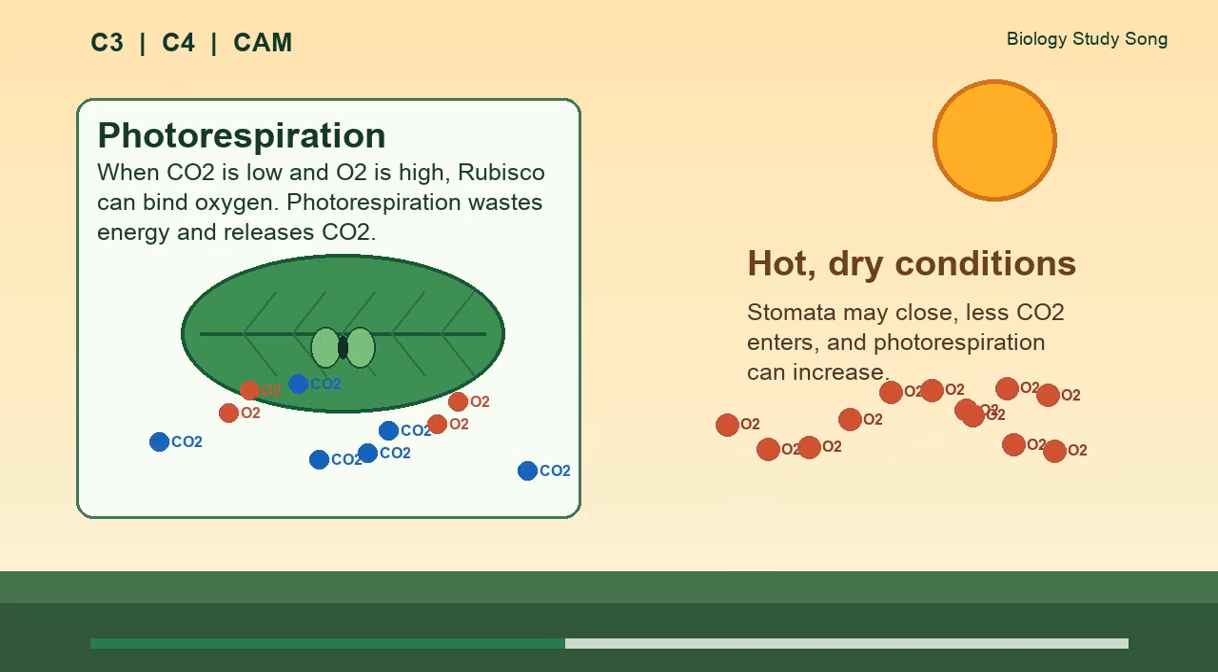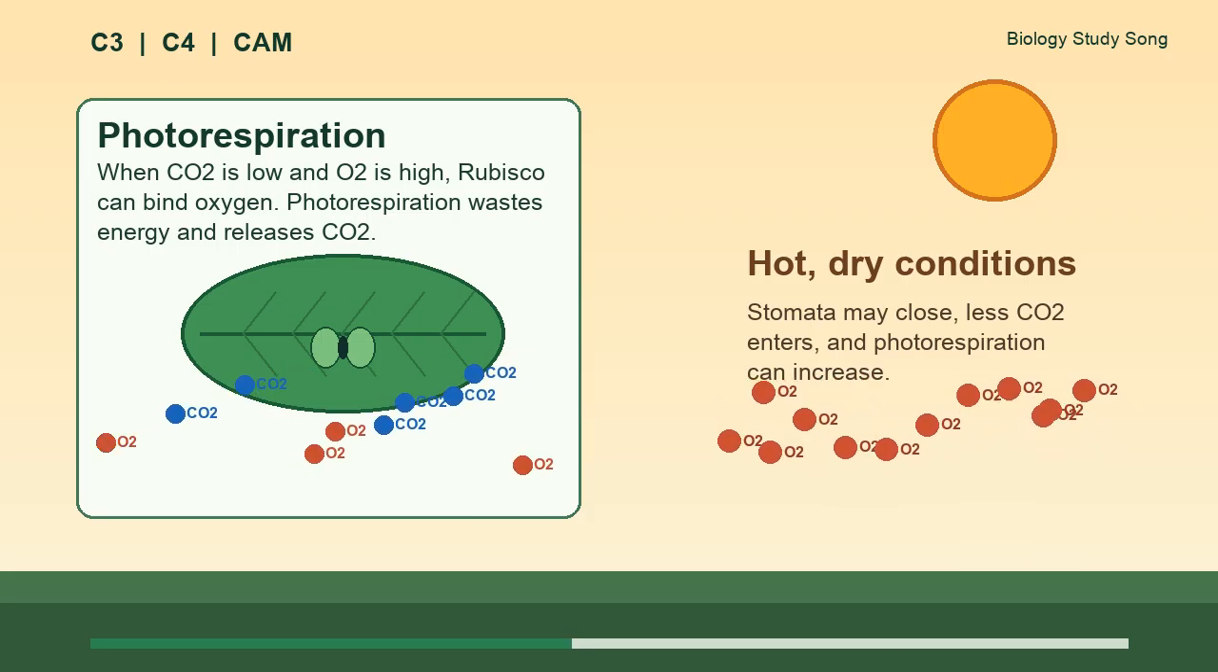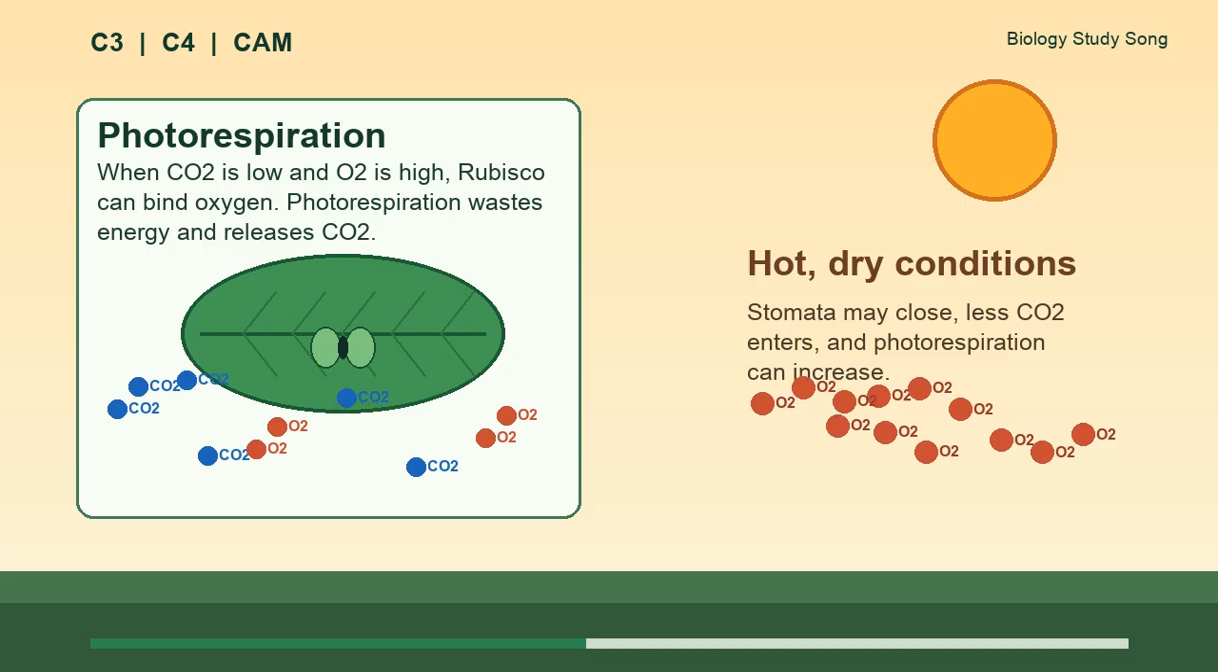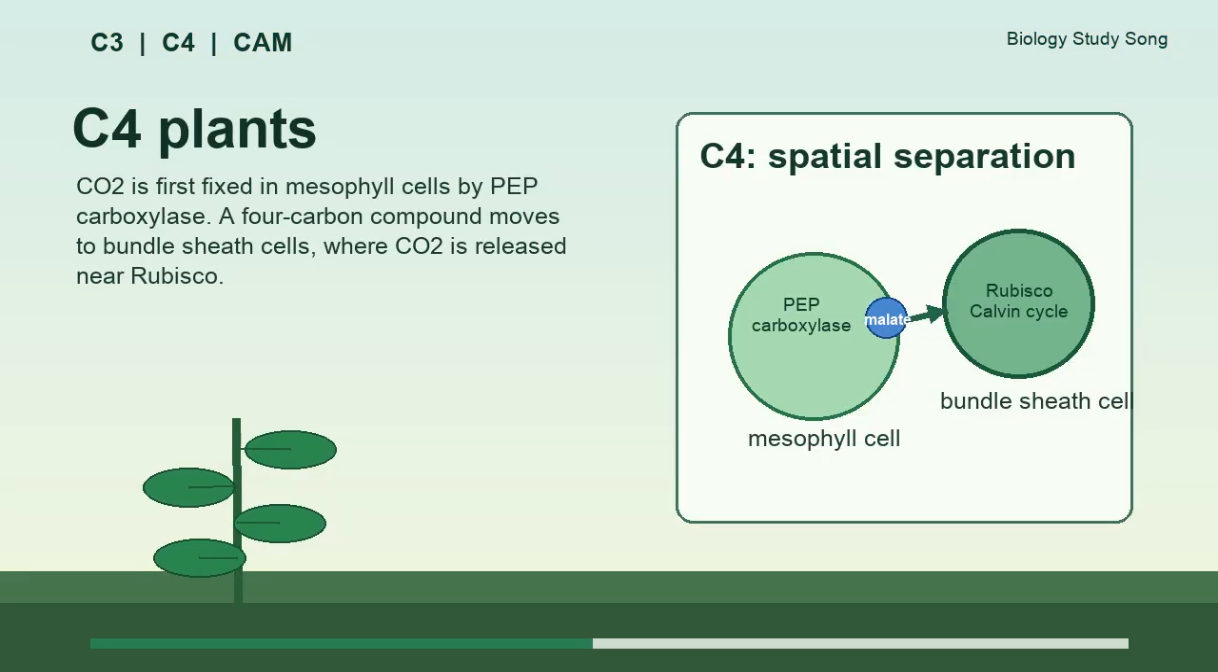C4 is spatial separation. Mesophyll cells first, bundle sheath cells next. This helps limit photorespiration.